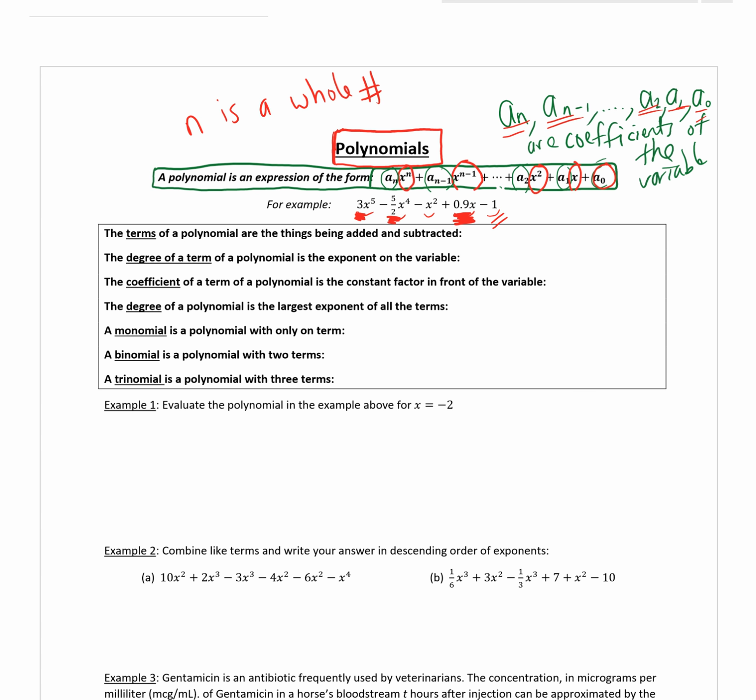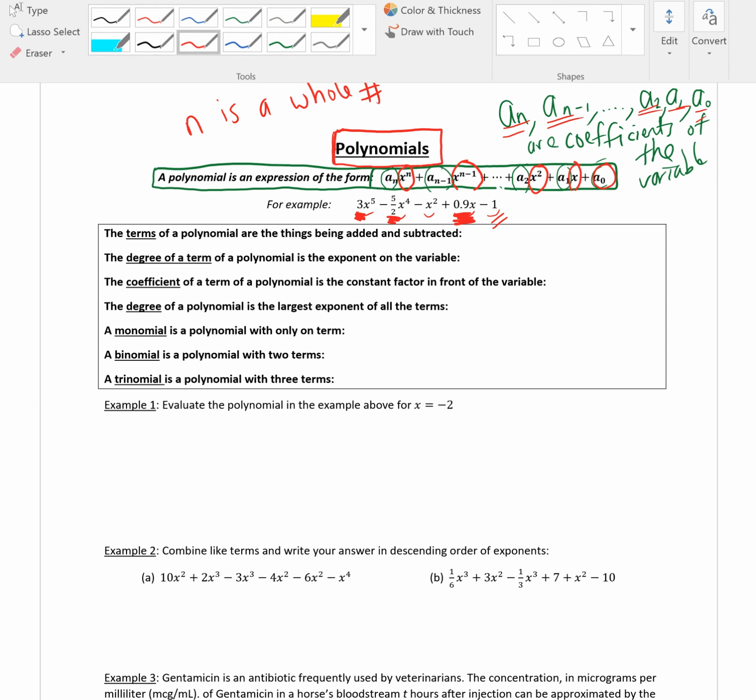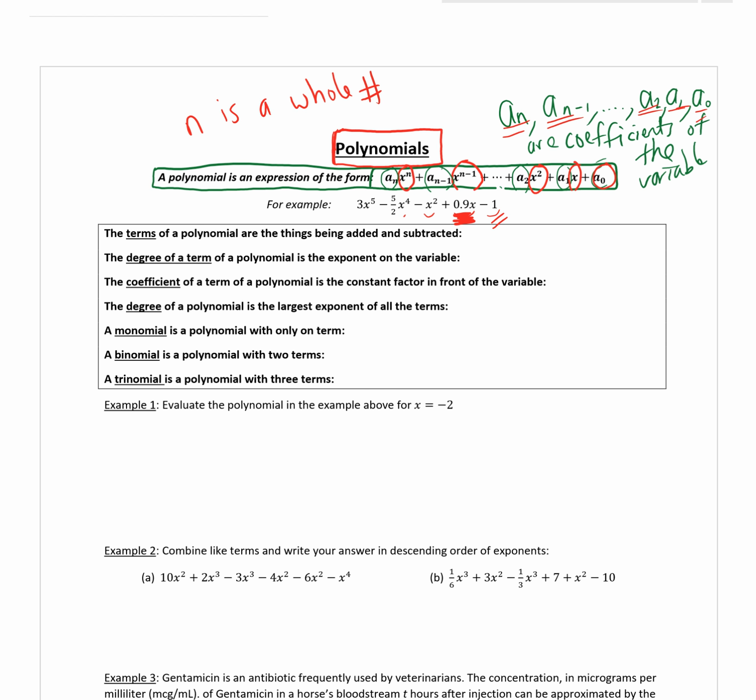So it could be anything like that. It could be a whole number, it could be a fraction, could be a decimal. It's kind of a mixed bag, it could be anything. But it just can't be an imaginary number. If you're familiar with imaginary numbers, you won't see those in polynomials. Okay, that's what a polynomial looks like.